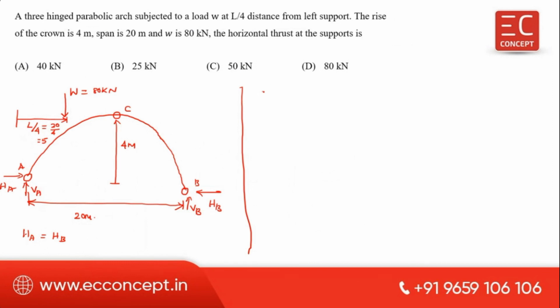So you have to take moment about A equal to 0. Summation of moment about A is equal to 0. Assume anticlockwise is positive. Therefore VB into 20. HB will not produce any moment since its line of action passes through this point. Minus 80 into 5. So VB is equal to 80 into 5 divided by 20, so the answer is 400 divided by 20, which is 20 kilonewton. So this is VB.